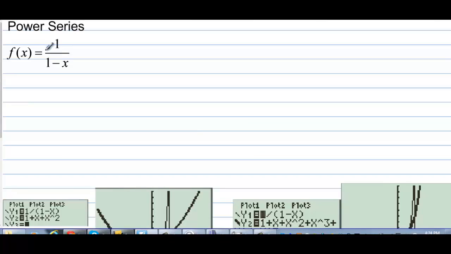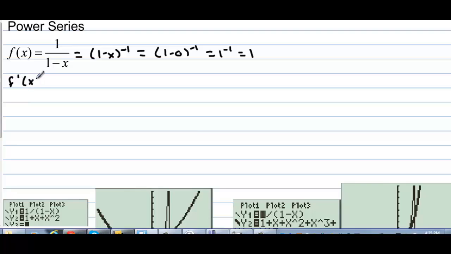Let's look at the power series. The power series comes from the function 1 over 1 minus x. Now that is equal to 1 minus x to the negative 1. And you get the power series from the Maclaurin series. So we're going to center this at 0. If I plug 0 into this one, I get 1 minus 0 to the negative 1. That's 1 to the negative 1, and 1 to any power is 1.